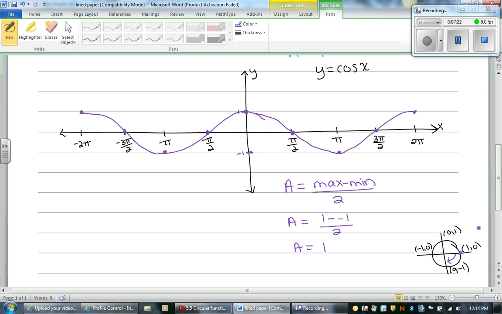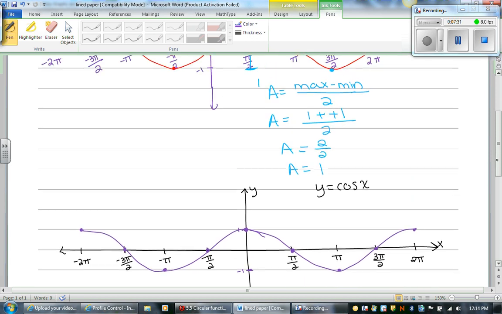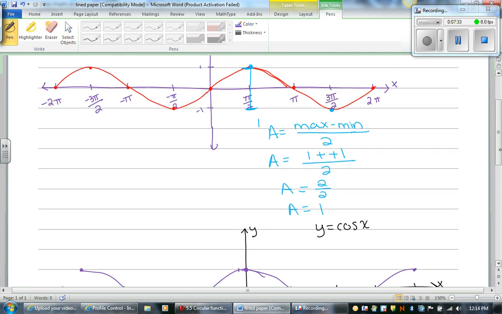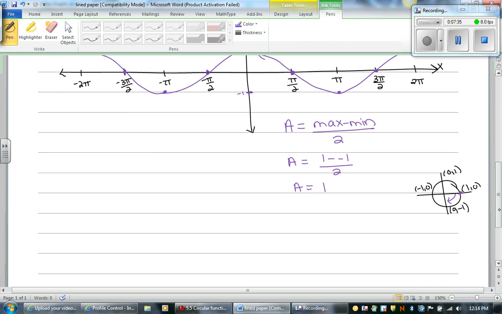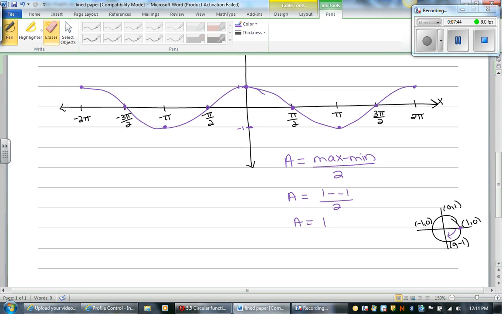All right, so I want to look at some connections between sine and cosine. Both of these functions are continuous, and both of them have a period of 2 pi. Period means how long it takes to get one full curve. This here represents one full curve, going from maximum to maximum. So the period would be 2 pi.